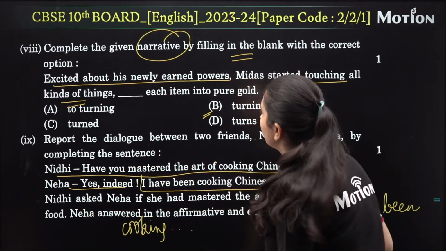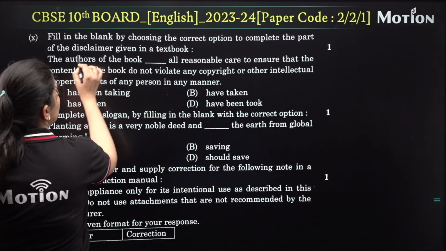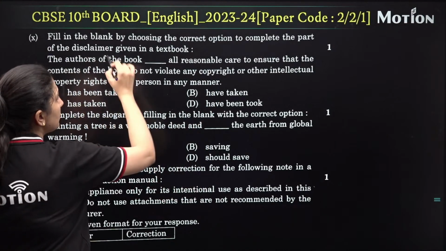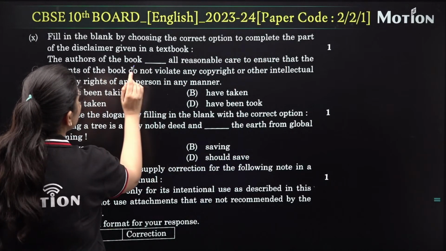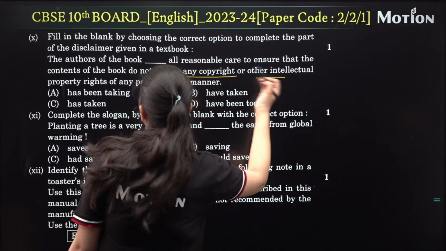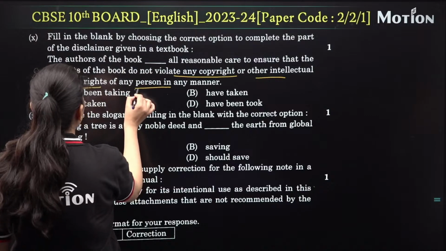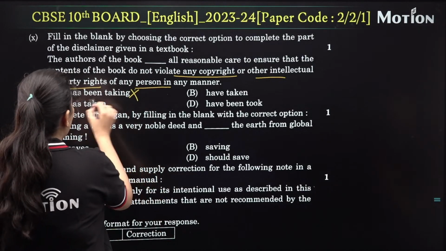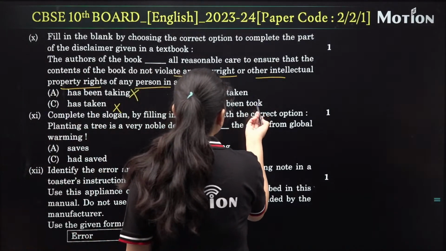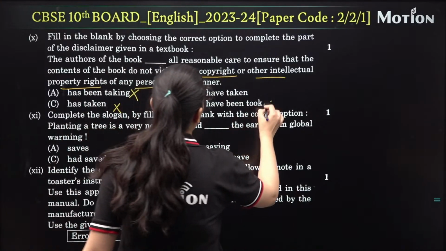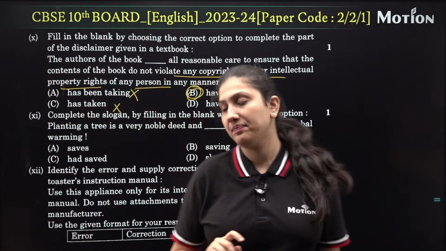Alright. Next question. Fill in the blank. The authors of the book blank all reasonable care to ensure that the contents of the book do not violate any copyright or other intellectual property rights of any person. "Has been taking": the subject is authors, so "has" cannot come. So the "has" option is automatically eliminated, children. "Have been took": with "have been" the third form of the verb never comes. This option is "have taken". This is the correct answer.